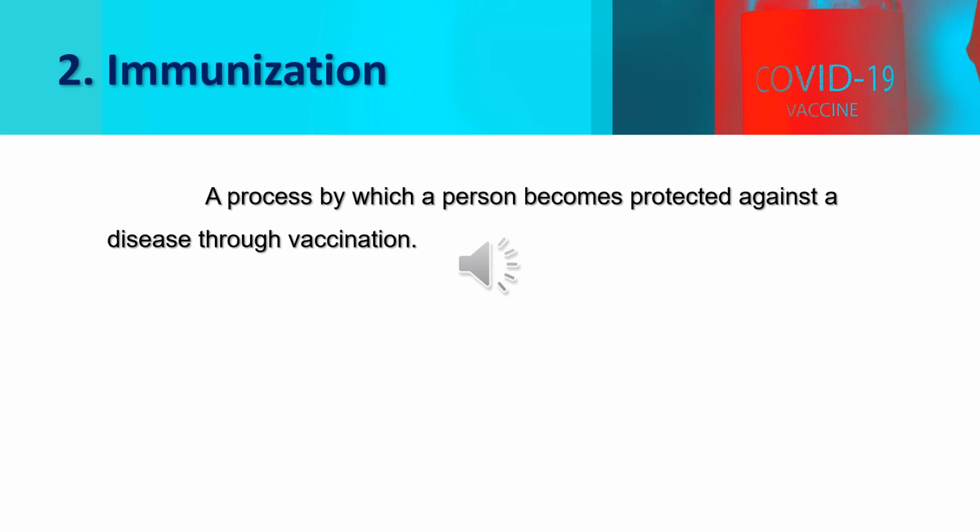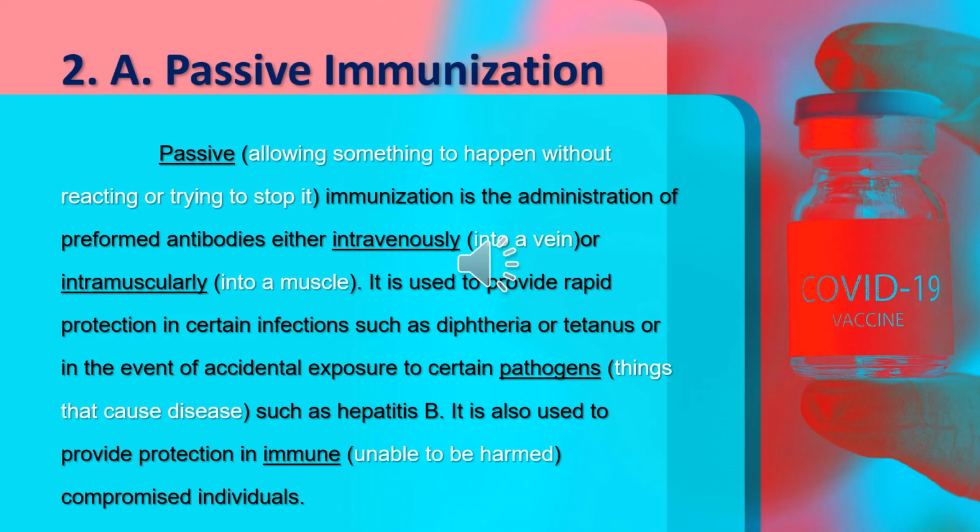Immunization. Immunization is the process by which a person becomes protected against a disease through vaccination. There are mainly four types of immunization. The first one is passive immunization. Passive immunization is the administration of preformed antibodies either intravenously or intramuscularly. It is used to provide rapid protection in certain infections such as diphtheria or tetanus, or in the event of accidental exposure to certain pathogens such as hepatitis B. It is also used to provide protection in immune-compromised individuals.